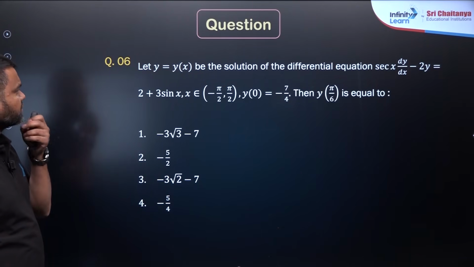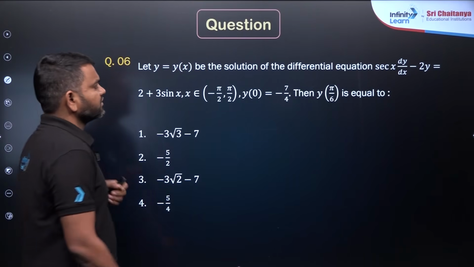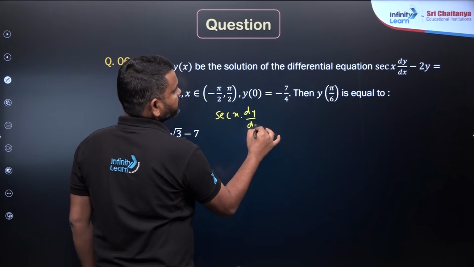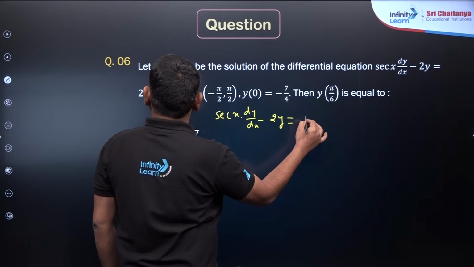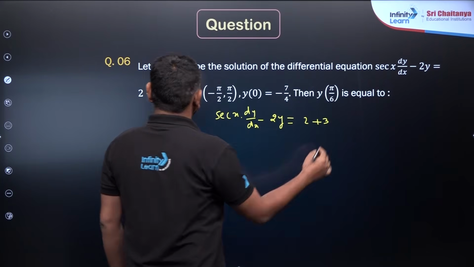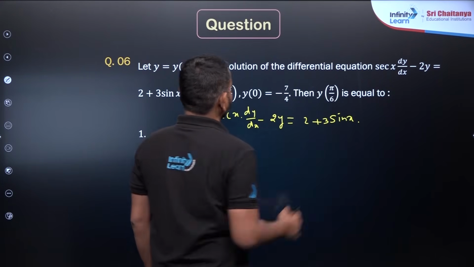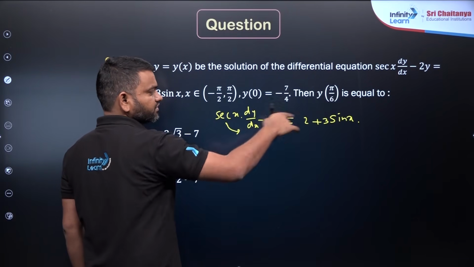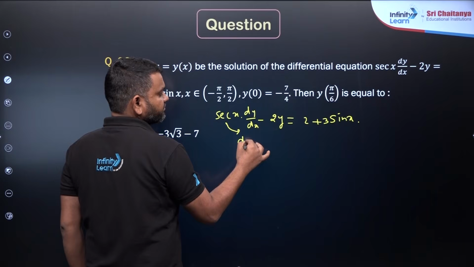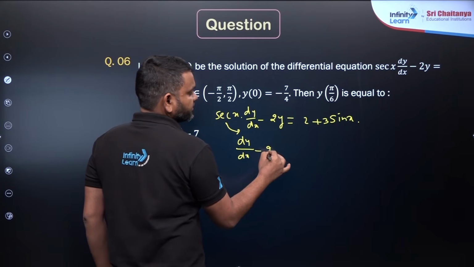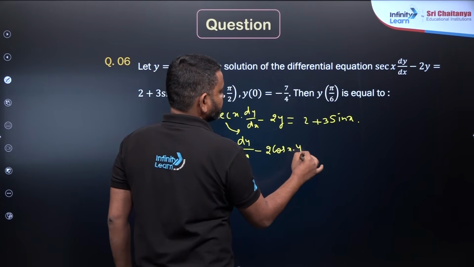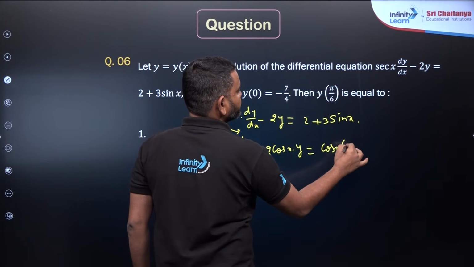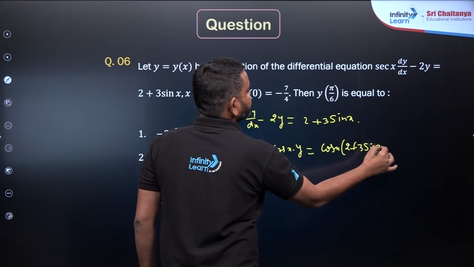This is your next question. Okay, this is a differential equation question. I have secant x into dy by dx minus 2y equals 2 plus 3 sin x. Right, so I am going to divide everywhere by secant x, so it goes into the denominator, and we get dy by dx minus 2 cos x into y equals cos x into 2 plus 3 sin x.